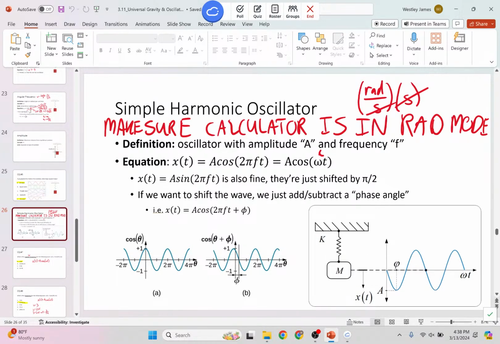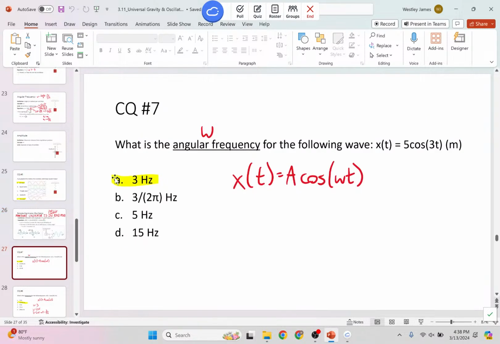So yeah, you can either use cosine or sine. They're just shifted, but remember this thing repeats itself again and again and again, so it ends up being the same. I will tell you which one to use. If there's a test, and I say, write the function for an oscillator with amplitude this and frequency this, I will say, write it as cosine, or I'll say, write it as sine. Or every single answer will be in cosine, and you won't have to guess, because technically both are correct.